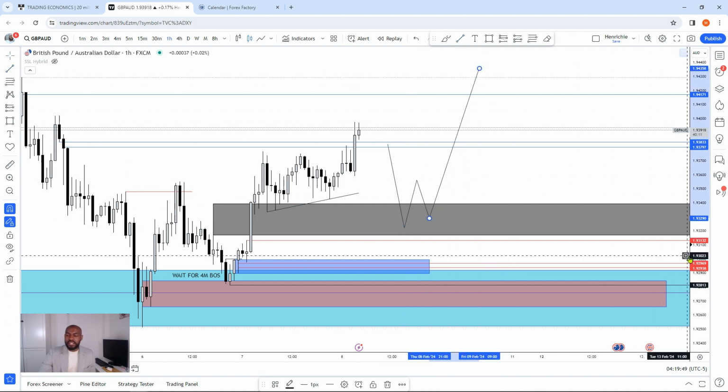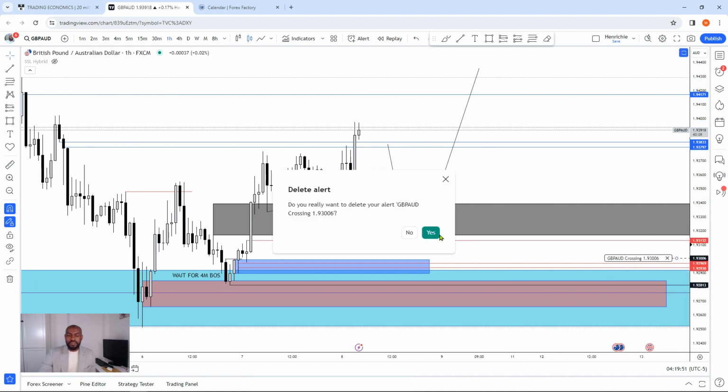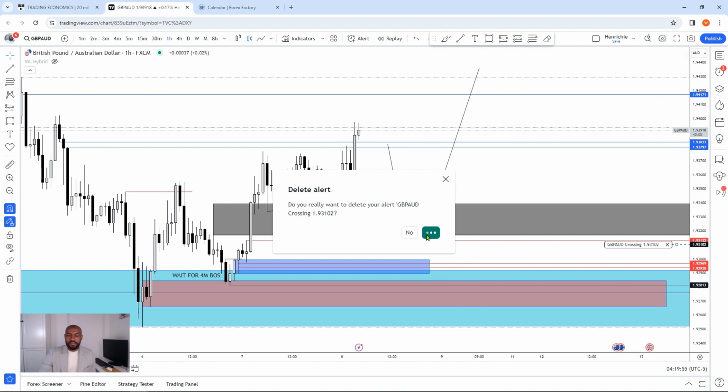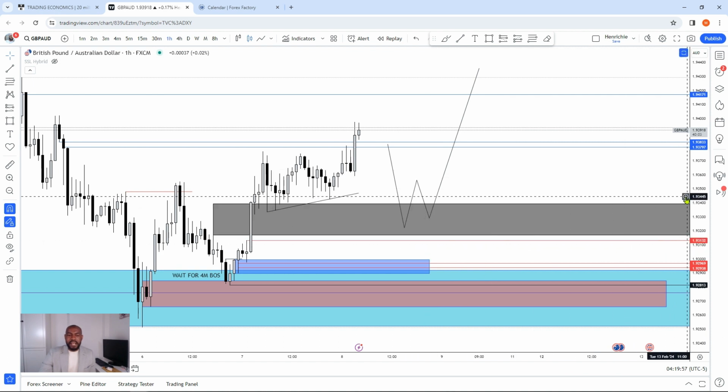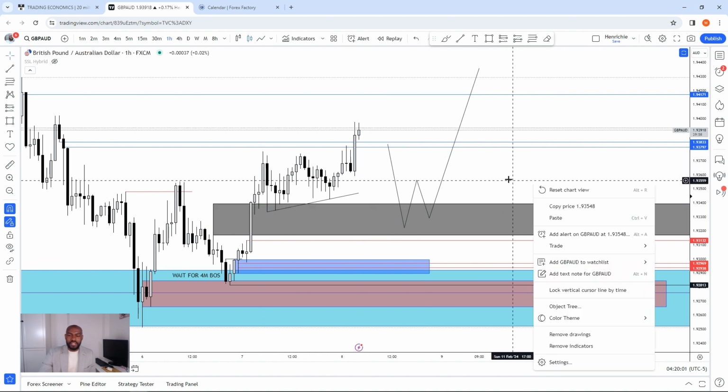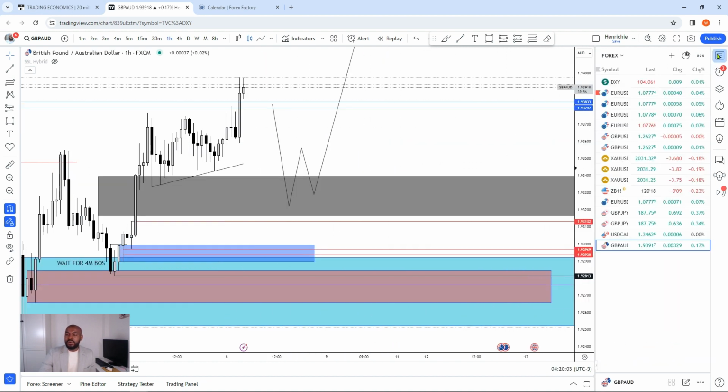So I'm going to be watching this very closely. And if I do see price revisit that key level, I'll be looking for a significant shift in market structure. And if I see that, then I'll be looking for trade entries on GBP AUD. So if you do have any pair you want me to look at, please drop it in the chat and I'm going to look at it.